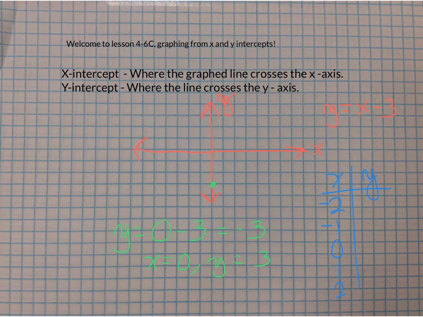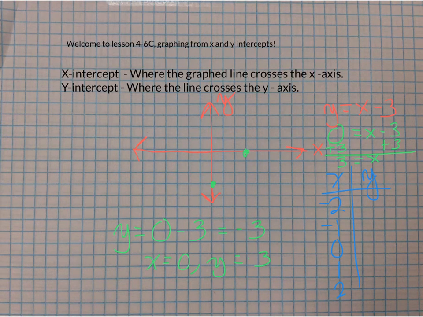Now, at the same time, I could also go ahead and say, okay, well, where does the line cross the x-axis? Well, anywhere along the x-axis, the y-coordinate is equal to 0. So if I make y 0 this time and substitute 0 for y in the equation, and then solve that, I would add 3 to both sides and find out that x is equal to 3. So when x is 3, y is 0, and I'll put a dot on the graph.